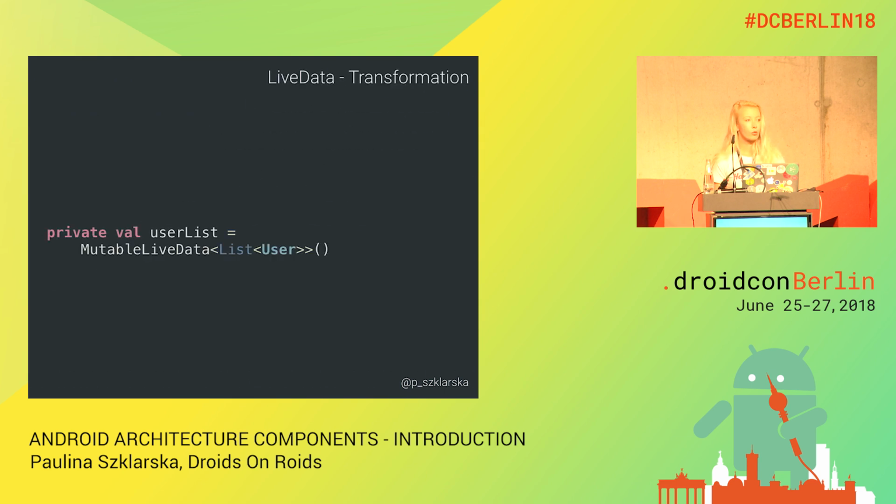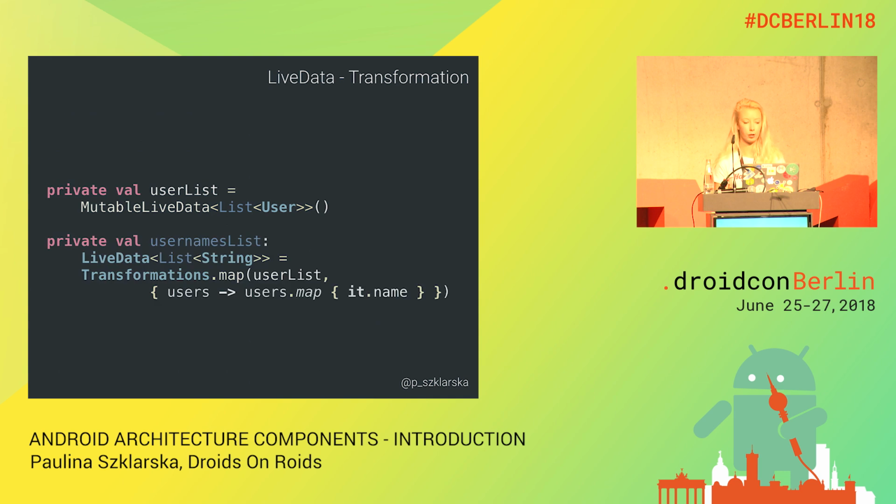Sometimes there is a need to transform our data in a ViewModel. We can use transformations to do this. So for example, we have a list of users, but we'd like to expose only the names of the users. So we can simply use Transformations.map, and we can create a new LiveData based on the old LiveData.